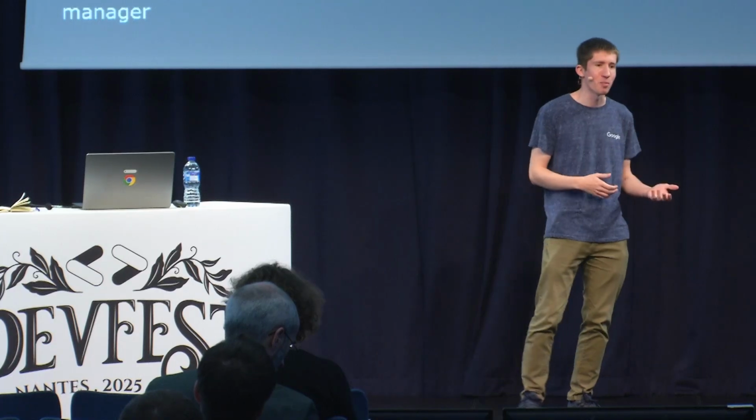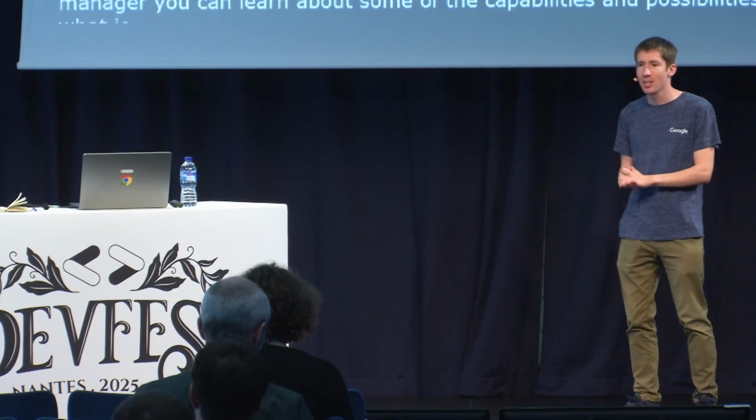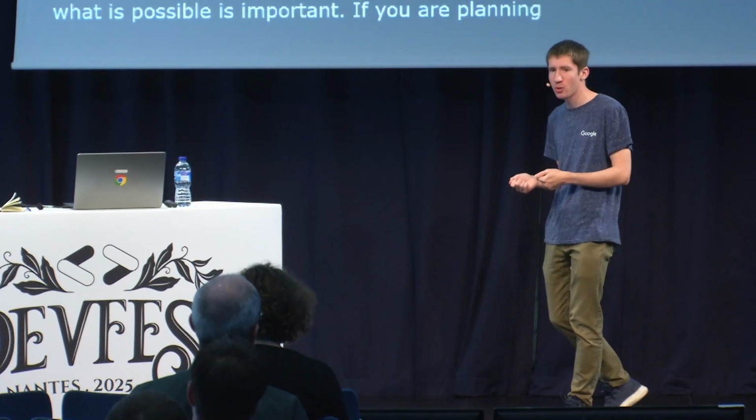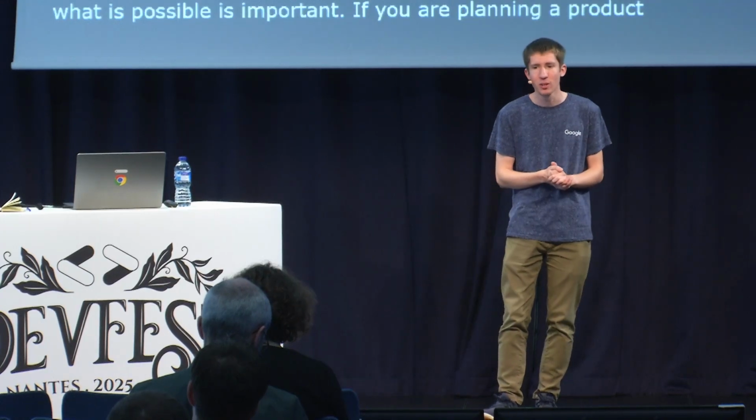Because actually, I think understanding what's possible is really important. If you're planning your next product or coming up with a design, then it's really useful to know what's possible, and then you can learn the actual details of how to do it when you need to. But if you don't learn what's possible, then you don't even know where to start or what you can do.